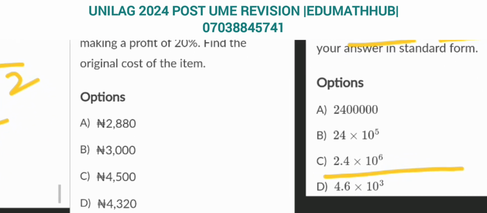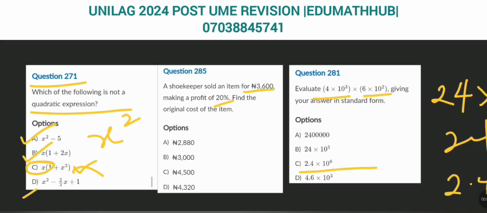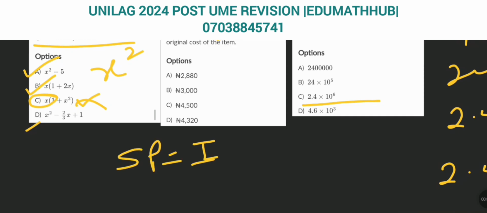So for this next question, a shopkeeper sold an item for 3,600 naira, making a profit of 20%. We have to find the original cost of the item. That's the cost price. We have to find the cost price. So the first thing we're going to do is to write the formula for selling price. So selling price is equal to increase percent divided by the original percent, times the cost price, which is CP.